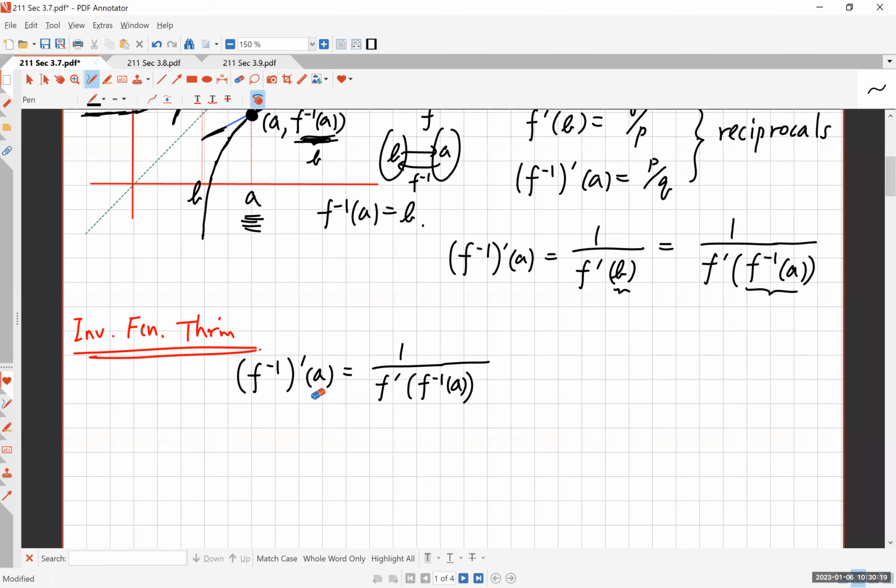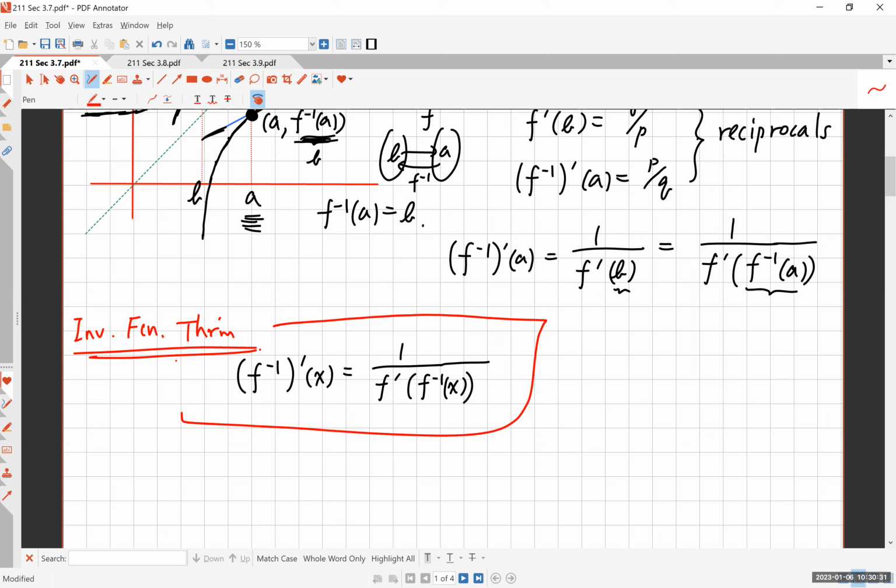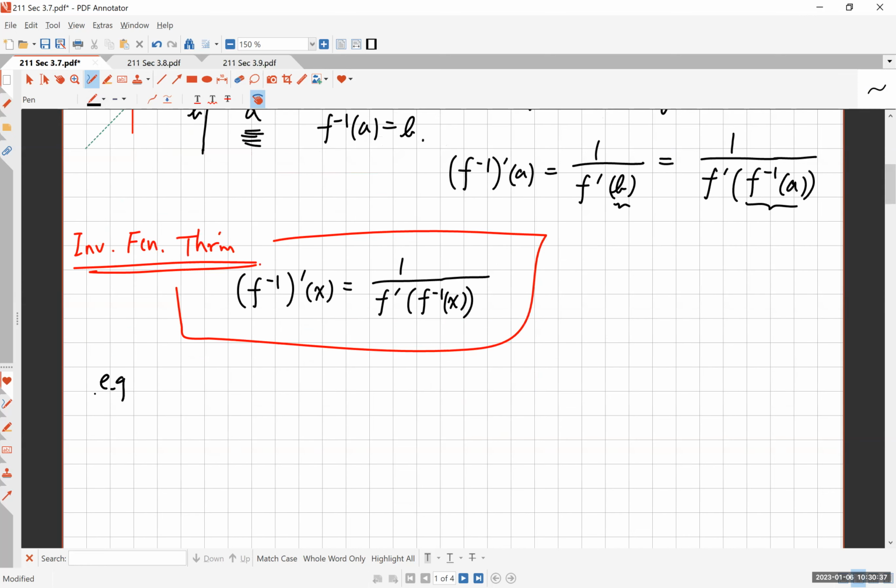Now, typically, we don't pick the point A, right? So for the statement of the theorem, we just use X, and this is pretty much it, okay? So that's called the inverse function theorem. Just remember that we have studied this, and I will do one example, but not much more. Again, because there's so much more you can do once you study implicit differentiation in the next section. All right, let's do this one example.